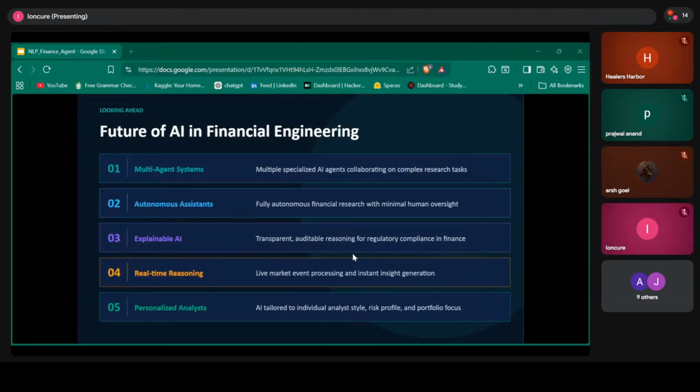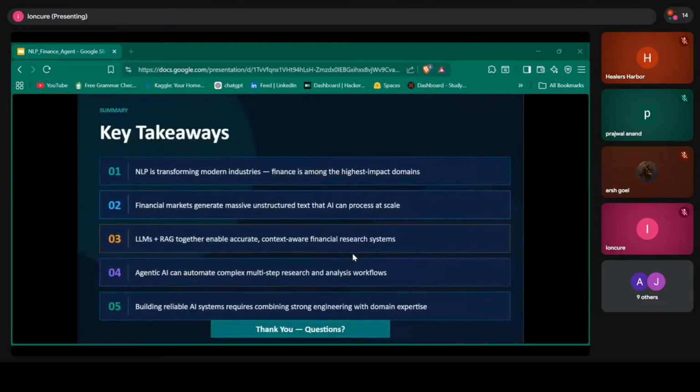Fifth, personalized AI analyst. Systems that adapt to an individual's investment thesis, risk tolerance, or portfolio composition. The pace of progress is significant, and I think we are only at the beginning.